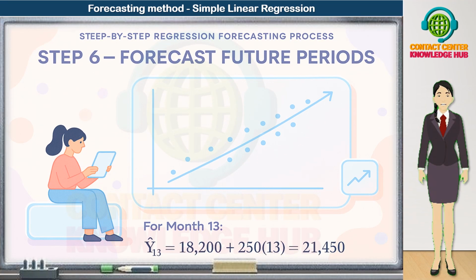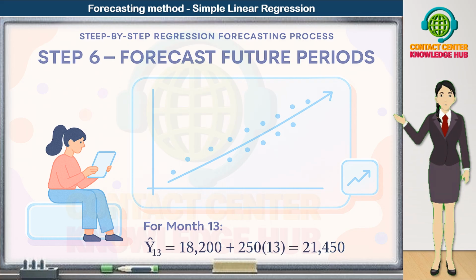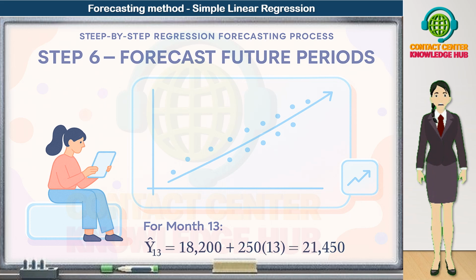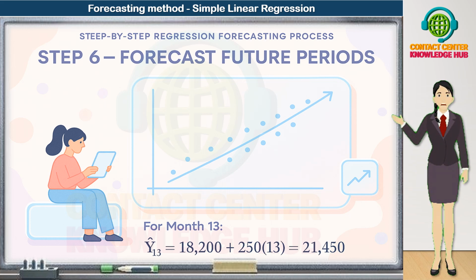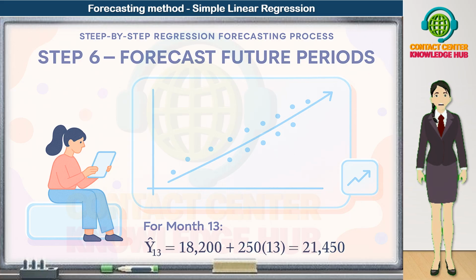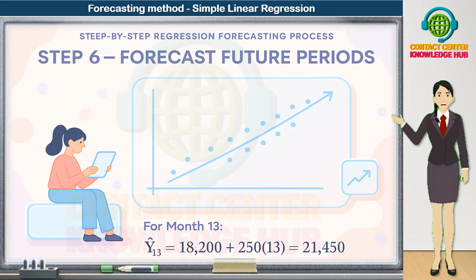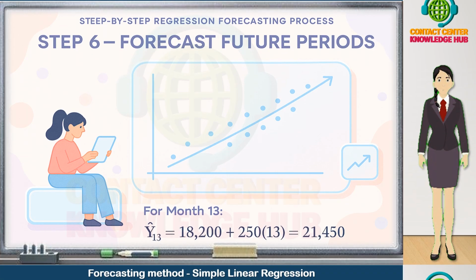Step 6. Forecast the future periods. Once we have the regression equation, we simply plug in the time index for the period we want to predict. For example, to forecast month 13, we substitute x equals 13 into the equation. So the calculation becomes y equals 18,200 plus 250 multiplied by 13, which gives us a forecast of 21,450. This value represents the predicted metric for the 13th month, based on the trend identified in our historical data.